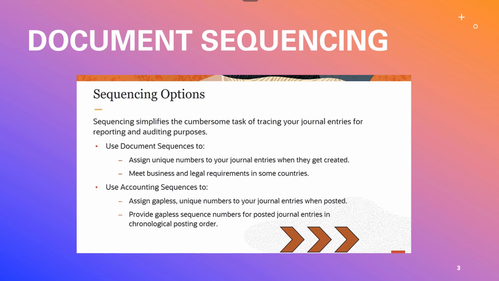Why would you want to sequence your journals? If you are operating in a country where there is a legal requirement to sequentially number your journals, then you are going to be using one or more of our sequencing options. For example, in some of the countries in Europe, it is a legal requirement to have documents numbered, not just journals, but payable invoices, receivable invoices, all of their financial transactions that they are entering into the system.